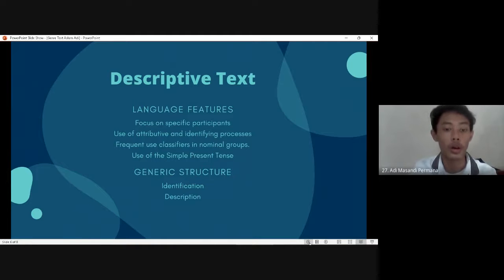And then there's a frequent use of classifiers in nominal groups, and then use of the simple present tense because the goal is to describe something or someone to someone. The next is generic structure of descriptive text: identification, and description. Identification usually refers to what they are going to describe, and the description itself is the actual description of the text that are being explained.